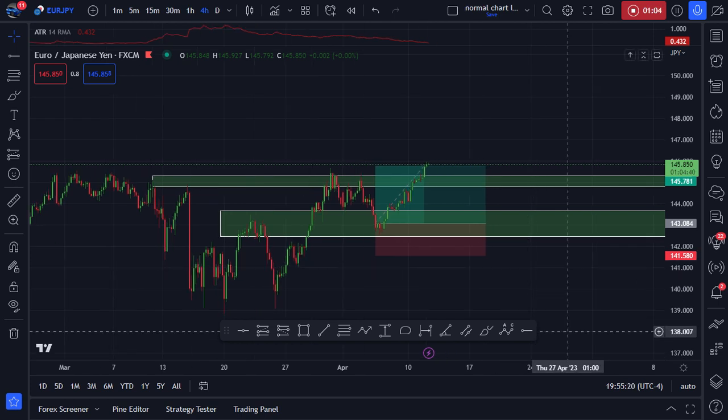So of course, it's technical analysis. I use support and resistance. It's very simple. I don't use smart money concepts and stuff like that. Smart money concepts is better for the smaller time frames, like 15 minutes, 5 minutes.